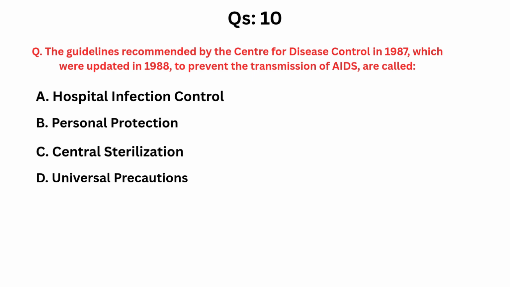Question number 10. The guidelines recommended by the Center for Disease Control in 1987, which were updated in 1988 to prevent the transmission of AIDS, are called. Option A, hospital infection control. Option B, personal protection. Option C, central sterilization. Option D, universal precautions. As we know, option D, universal precautions is the right answer.